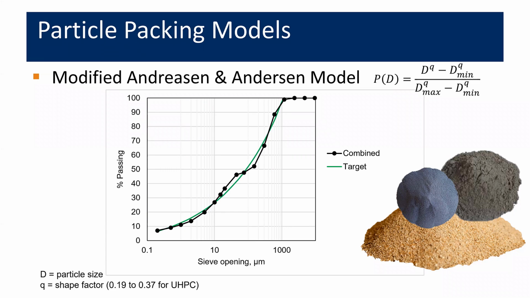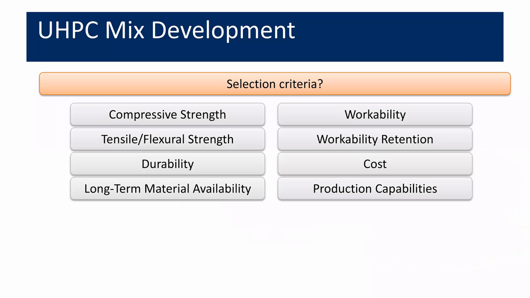And so then I'll play around in the lab or in the plant and try different water combinations, different admixture combinations till I get the performance characteristics I'm looking for. So when I'm developing a mix, here's a few of the performance characteristics I might consider. Obviously, the compressive and tensile strength, the durability that we've talked about, the long-term material availability. Do I have a particular material that I'm concerned isn't going to be available for the duration of a particular project I'm working on? That's a factor that might be considered.